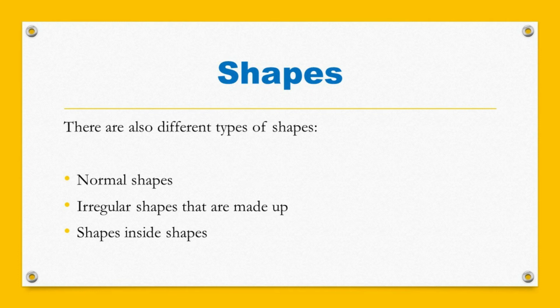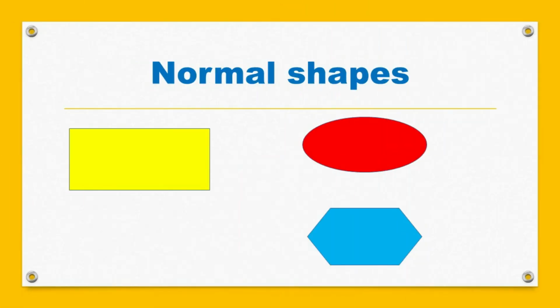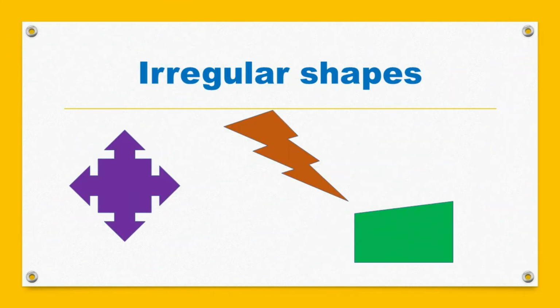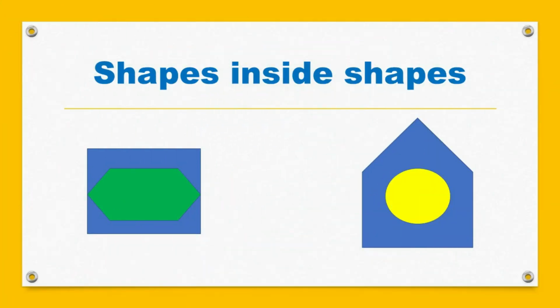There are also lots of different shapes. For example, there are normal shapes, irregular shapes that are made up, and shapes inside shapes. Here are some normal shapes. There is a rectangle, an oval, and a hexagon. Here are some irregular shapes. Here are shapes inside shapes. There is a hexagon inside a rectangle and a circle inside an irregular pentagon.